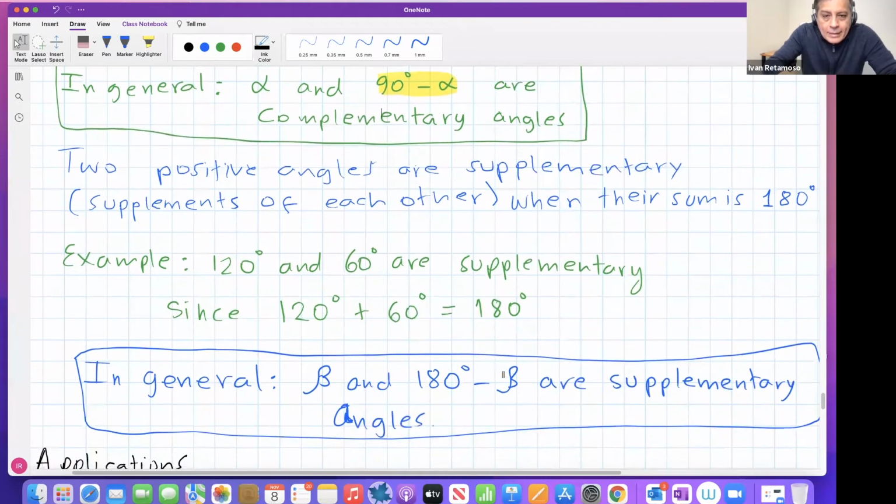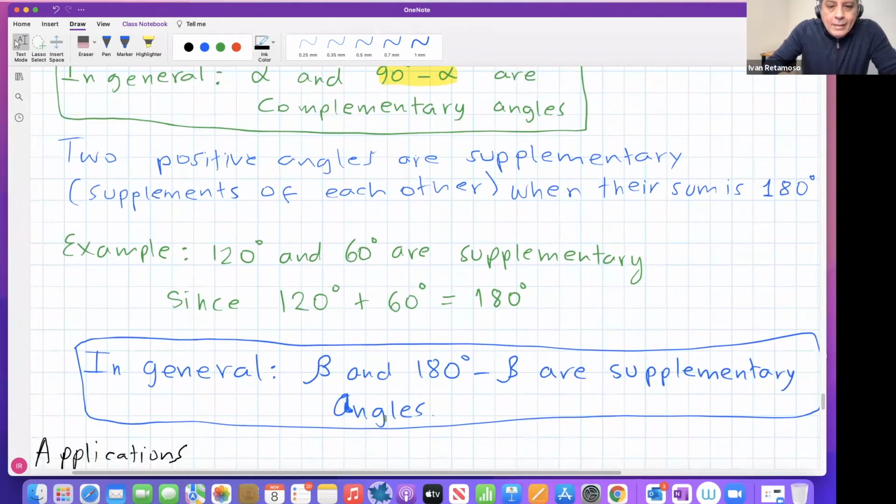Now, what is important here is that in general, if you represent your positive angle with beta, then 180 minus beta will be a supplementary angle with respect to this beta. So what does it mean? It means that if you want to get an angle that is supplementary to a given angle, all you have to do is subtract your given angle from 180 degrees to get the supplement. Very good.